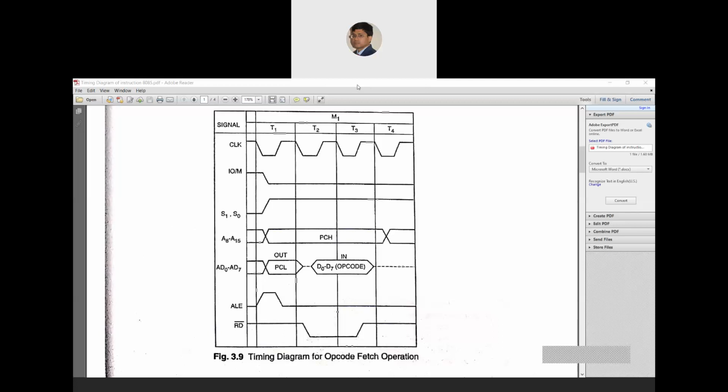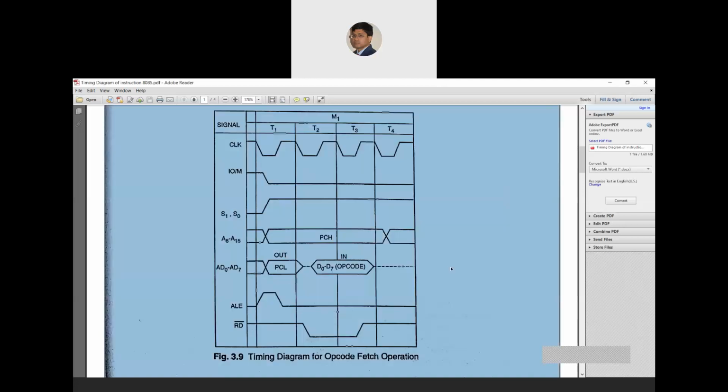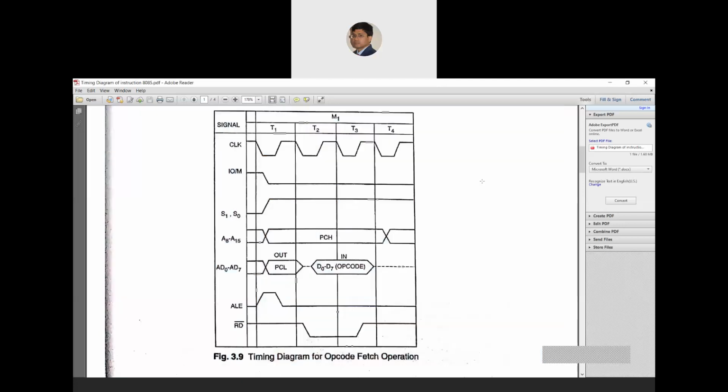I'm expecting one or two answers. Okay, what is your observation from this timing diagram? One or two answers, then I can move forward. What is your answer? Write it down.